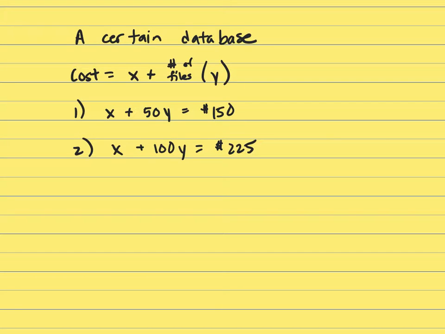So now what you do is put them together, and you've got two equations: X plus 50Y equals 150, and X plus 100Y equals 225. You can solve that by either substitution or elimination to solve for X. Anytime you have two equations with the same two variables, you can solve for X and Y. So your answer is C.